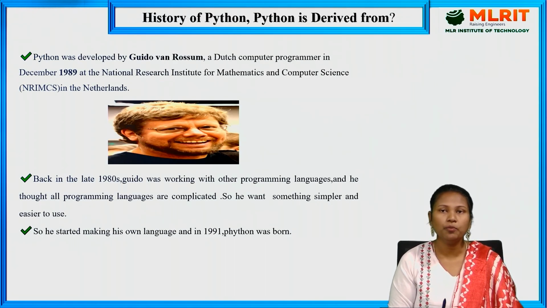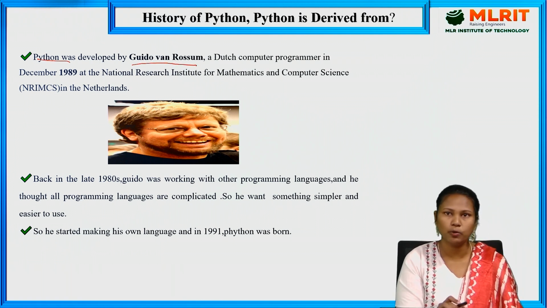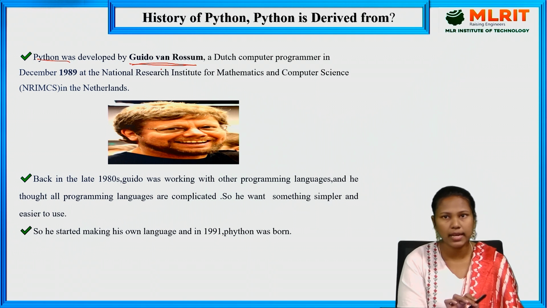So up to now we discussed what is Python. Now we are going to the history of Python. Python was developed by Guido van Rossum. He is a computer scientist from the Netherlands.